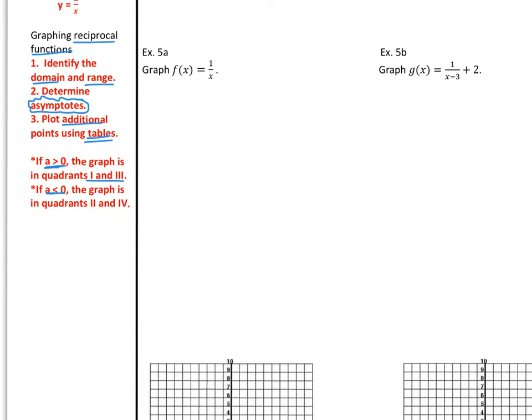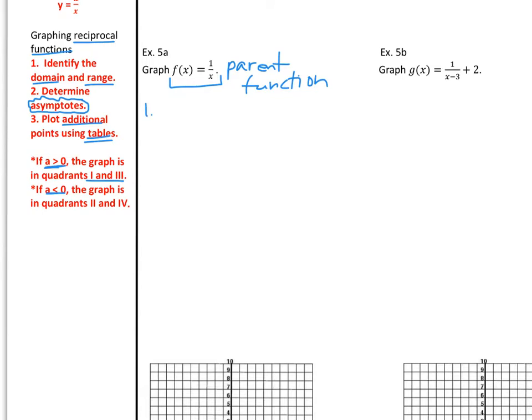Let's take a look at our examples on the right. For 5a, we're asked to graph f of x equals 1 over x. This is known as the parent function. We haven't moved things around, we're not transforming it anywhere. So this will be the basic template for all of our graphs. In step 1, we're going to identify the domain and the range. Luckily, we have this problem up above.